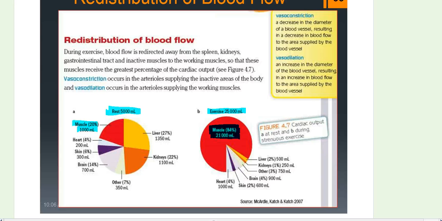Now, interestingly, our brain, although at rest it receives 14% and 700 ml, during exercise the percentage decreases to 4%. However, because of a much greater volume of blood passing through the body, our brain doesn't receive in volume a lesser amount. In fact, it goes up to 900 ml.